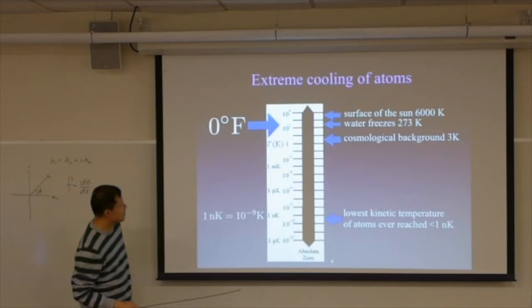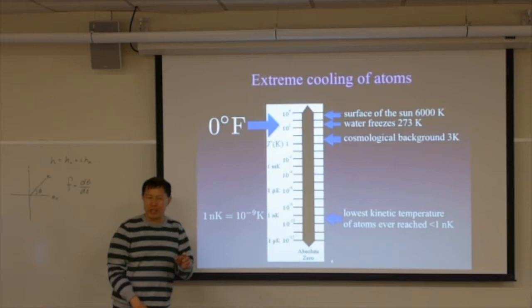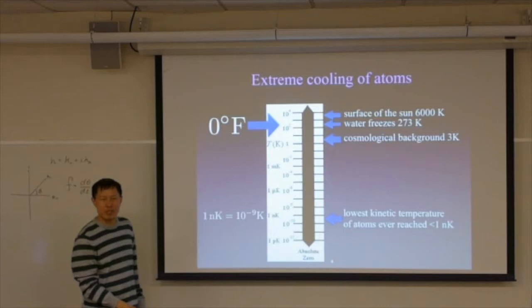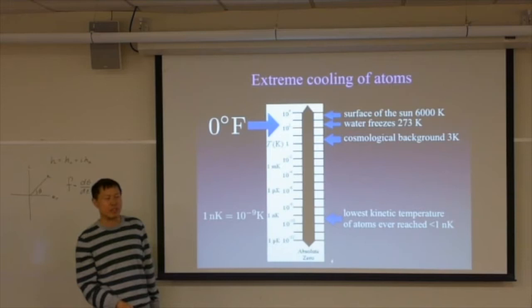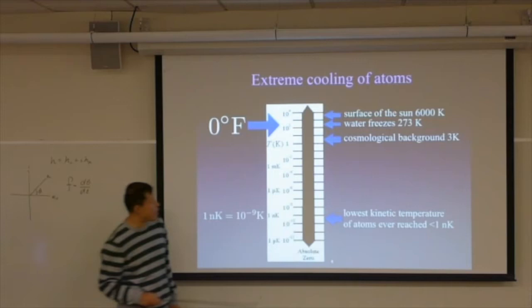I don't know if you have heard of the cosmological background radiation. It's the radiation left over from the Big Bang. And that temperature is a function of time. Initially, that temperature was very high. It's about a few thousand kelvins. And as the universe expands and cools, that temperature gradually decreases. Today, the cosmic microwave background temperature is about 3 kelvins. And this temperature is here.